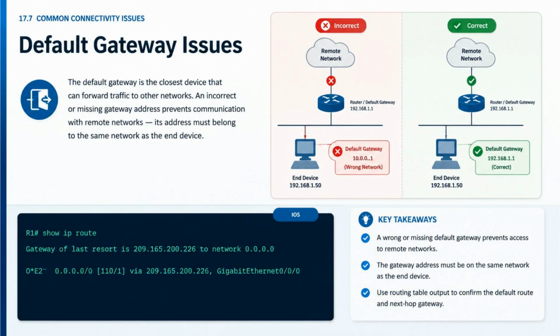The default gateway is the closest device that can forward traffic to other networks. An incorrect or missing gateway prevents communication with any remote network, and the gateway's address must be on the same network as the end device. Walk the show ip route output on screen showing the gateway of last resort. This is the router side view confirming the gateway itself is properly configured.